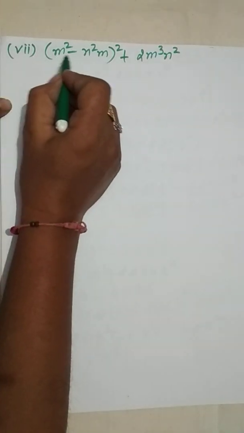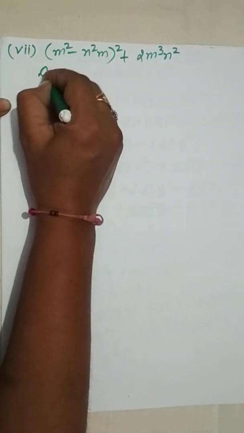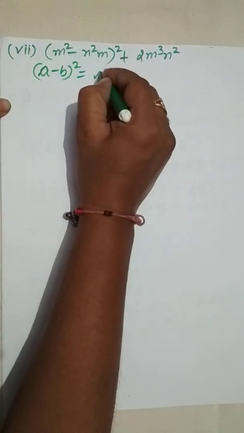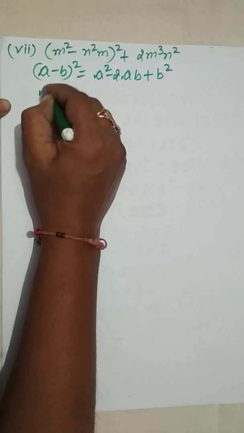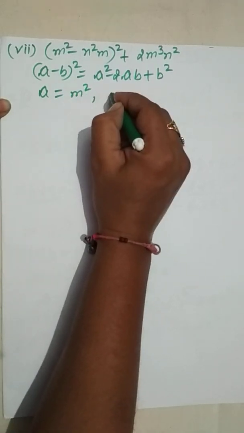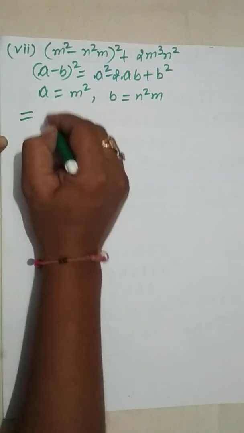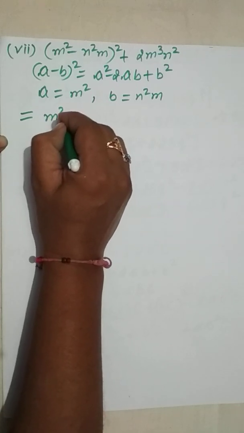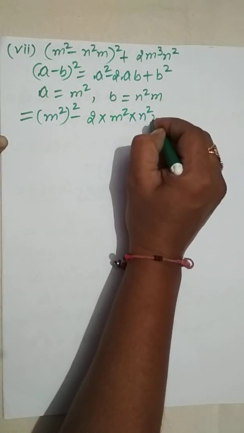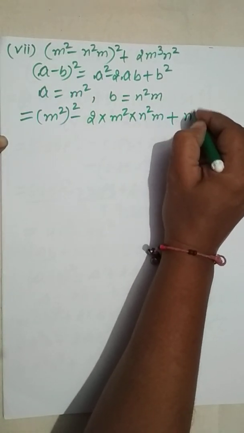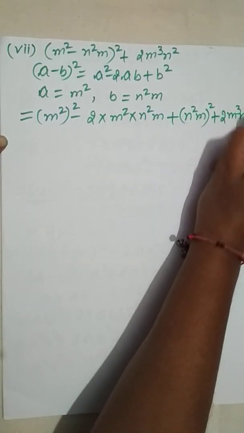Next part is (m square minus n square m) whole square plus 2m cube n square. This is the type of (a minus b) whole square, which is equal to a square minus 2ab plus b square. Here the value of a is m square and b is n square m. Substitute the values. This is square of m square minus 2 multiply m square multiply n square m plus (n square m) whole square plus 2m cube n square remains same.